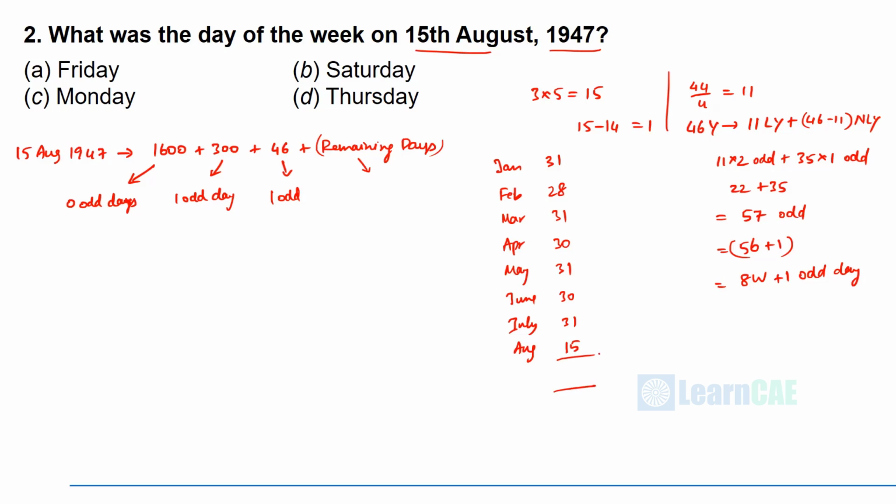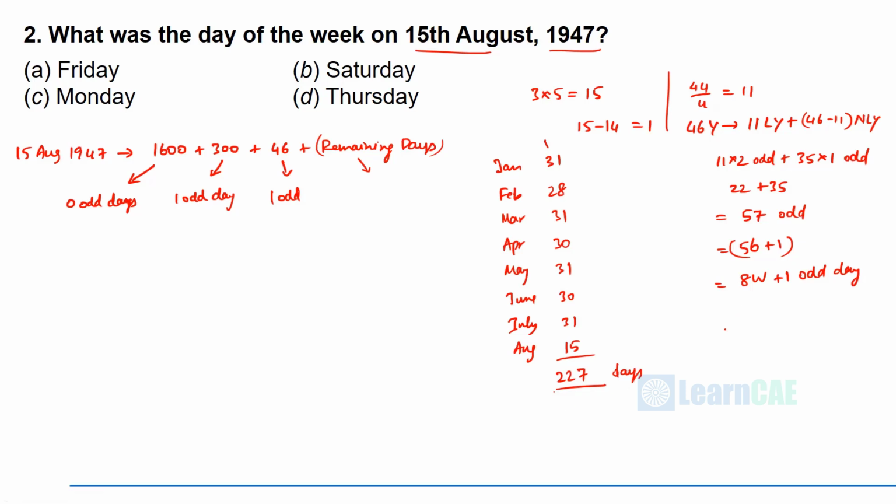So let us add the number of days. 1 plus 8 plus 1 is 10, 10 plus 7, 17. Okay, 3 3s are 9, again 3 3s are 9, 18, 18 plus 4, 22. Therefore it has got 227 odd days.